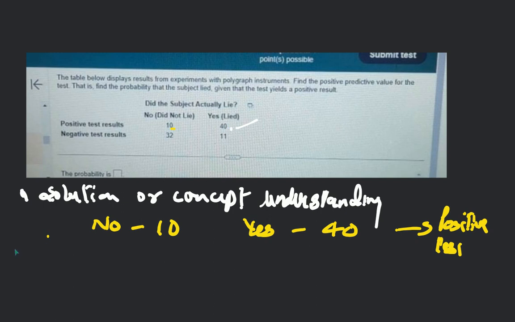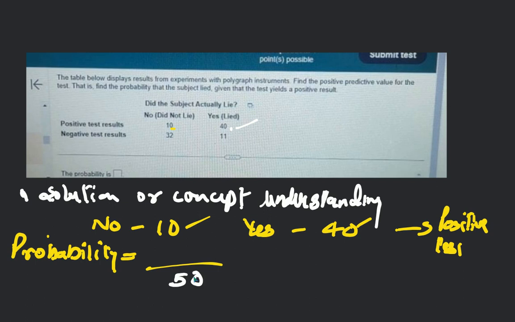So to find the probability, first of all, we have to find out how many tests were conducted in total. So in that case, we have to add these two numbers, 10 and 40. Can you please confirm how much 10 plus 40 will be? I think it is 50? Yes. So in total, there were 50 people on which this test was conducted, right?